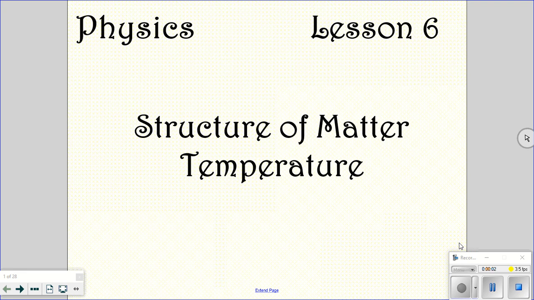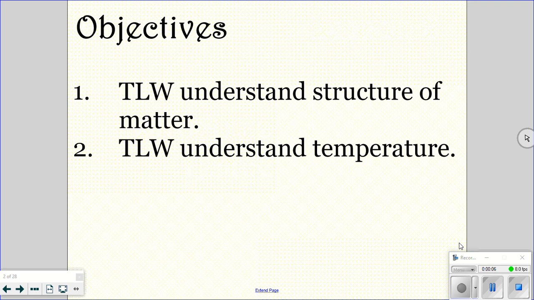Okay, so we are looking at lesson 6 today. We're looking at structure of matter and temperature. You should have dealt with both structure of matter and temperature in chemistry classes, but we're going to go over them today in this lesson.